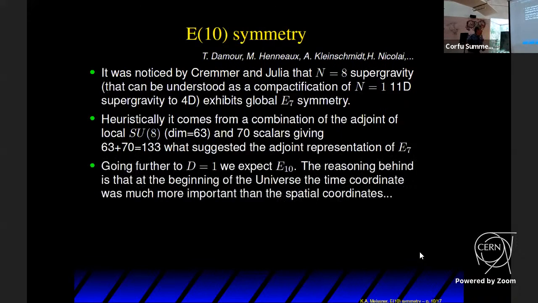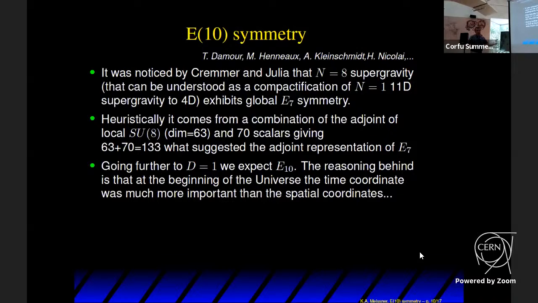Okay, so going further, if we go down to d equals 4, that's from 11 to 4, we have E7. So we expect that going from 11 to 1, when we have only the time component, it should be E10. And what is the reasoning? In the early universe, the time coordinate was the most important one, because no one knew its neighbors. When we are at the beginning on the Penrose diagram, we go vertically up. So in a sense, we cannot build the spatial part of the field at the beginning. So that's the idea. So we expect E10.